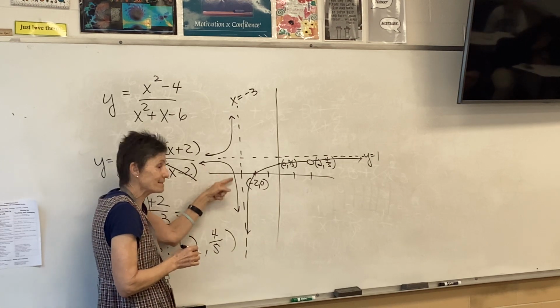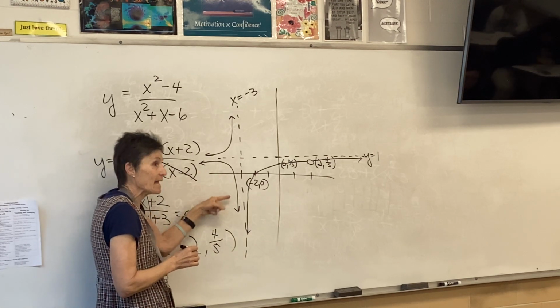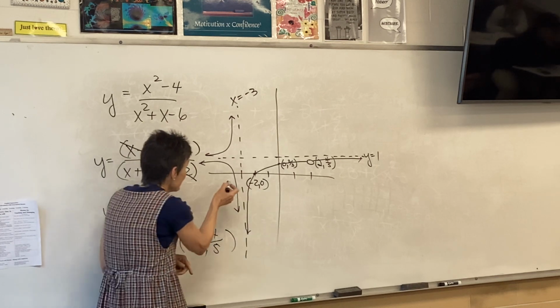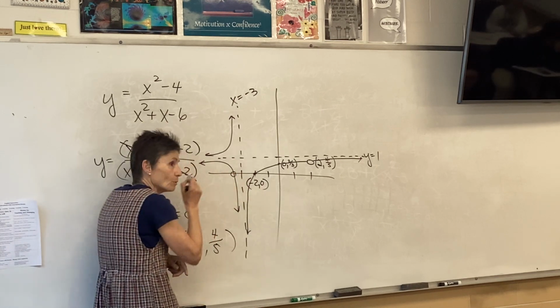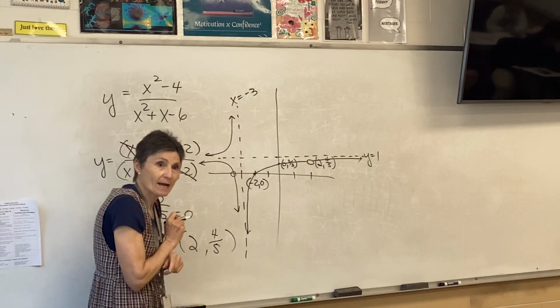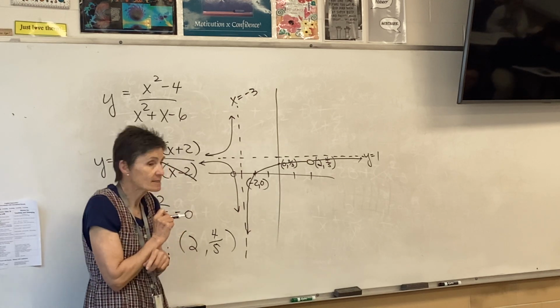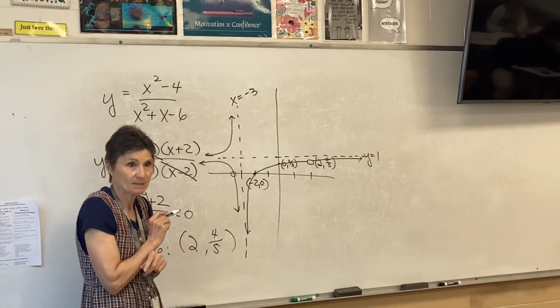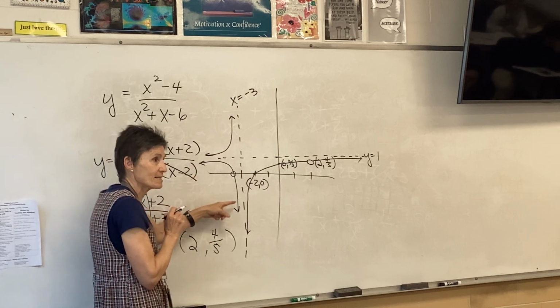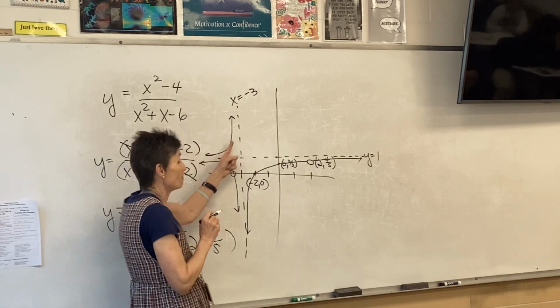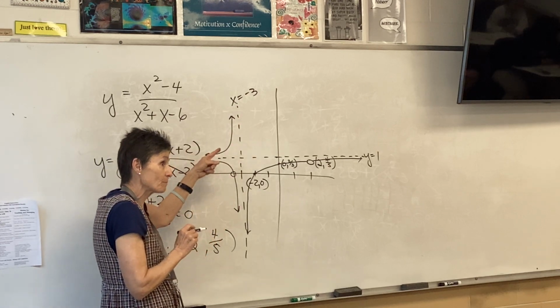Well, why can't it be this one? It can't be this one because what would the curve have to do? Have another x-intercept, and it doesn't have another x-intercept. So it cannot cross the x-axis, which means it must be this piece.